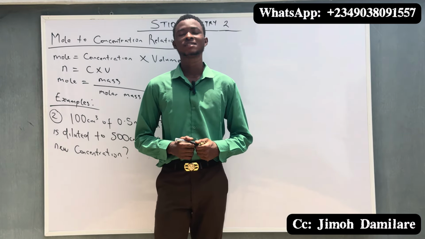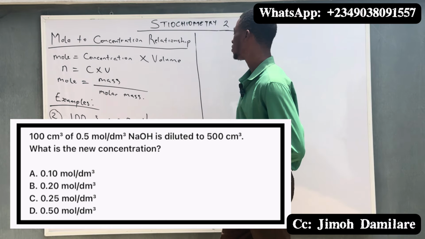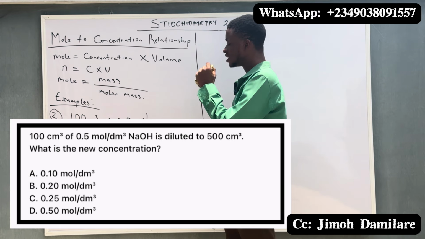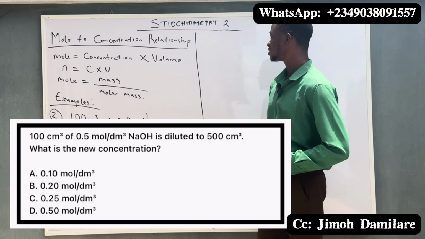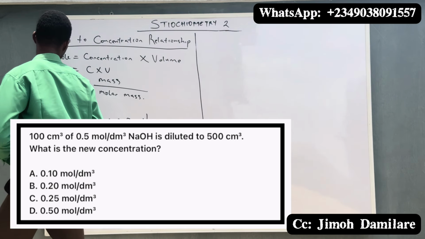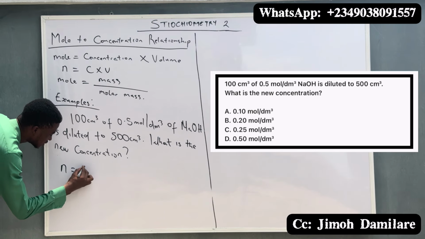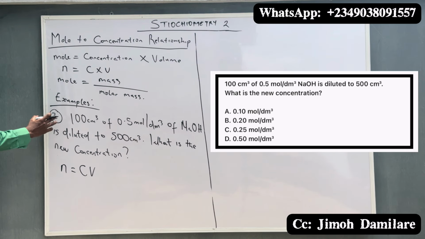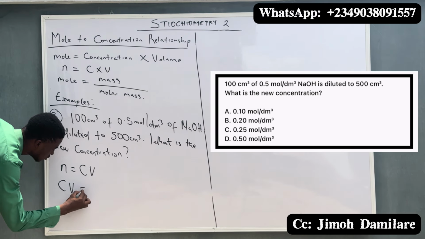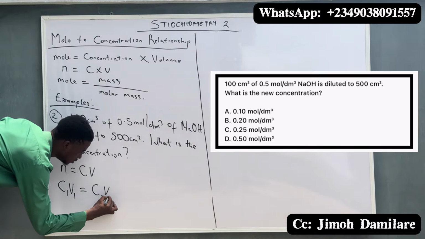Moving to the second example as displayed on the screen, the question says 100 centimeter cube of 0.5 mole per dm cube of NaOH is diluted to 500 centimeter cube. What is the new concentration? So in this kind of question, let's write our given parameters. Remember that our N is equal to CV. But we are not working with mole in this kind of question, so we can just use CV equal to CV. So this will be our C1 V1, this will be our C2 V2.